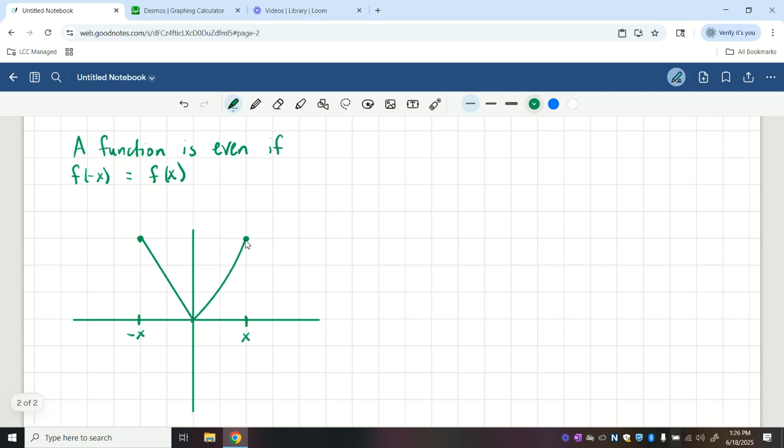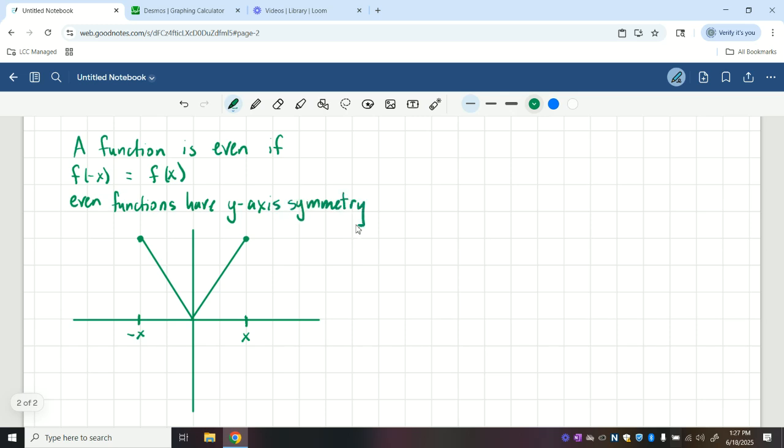So if I were to draw these here, even functions have y-axis symmetry.